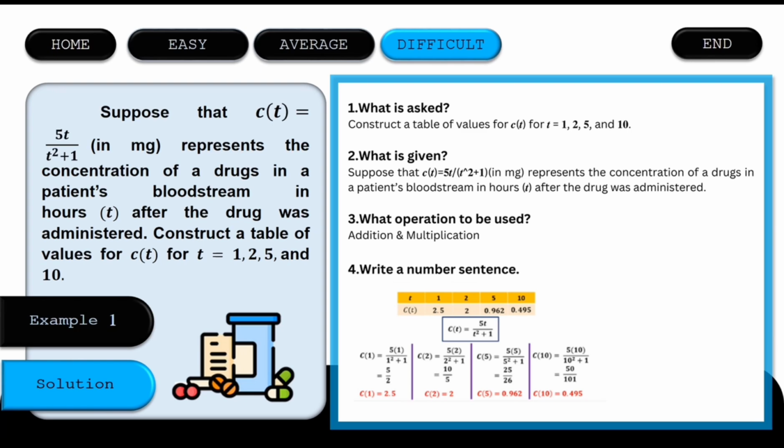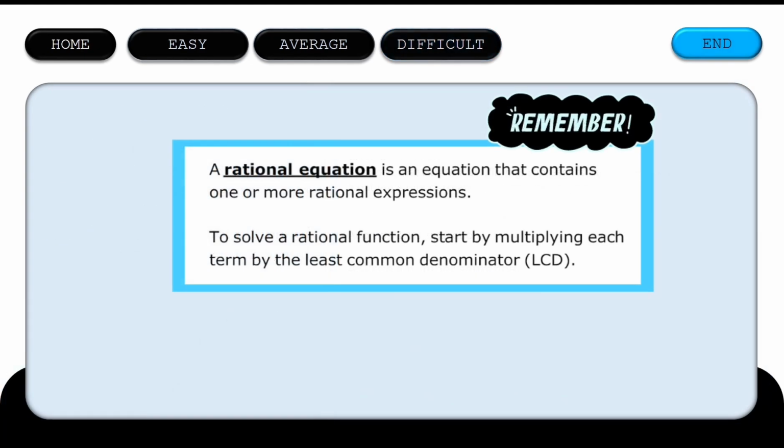According to Michael Sullivan, rational functions provide a simple and powerful way to model many real-world phenomena. Rational functions are the musical notes of mathematics. They combine to perform beautiful and complex compositions. This is according to William Dunham. Remember, a rational equation is an equation that contains one or more rational expressions. To solve a rational equation, start by multiplying each term by the least common denominator.